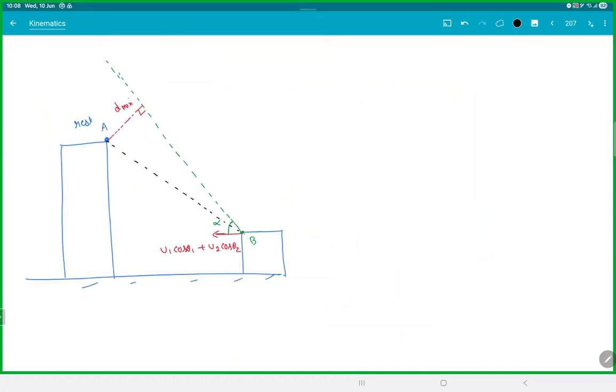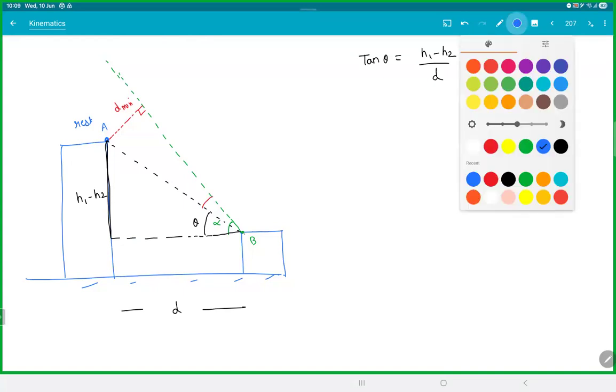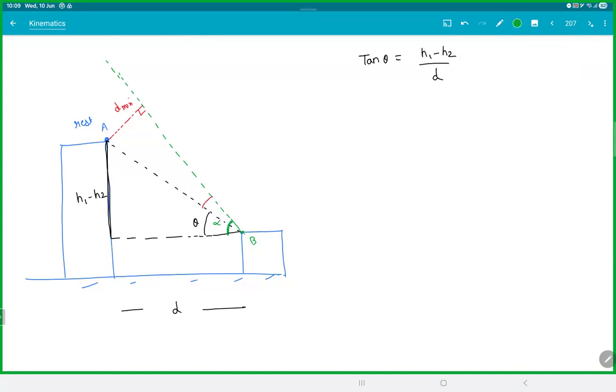So these are the angles. That angle is alpha. And what is this angle? Let this angle be theta. Look at this angle here. This height will be, for this triangle, h1 minus h2, and this distance is d. So we get tan theta is equal to h1 minus h2 by d. That means this angle in the middle is given by alpha minus theta, because this full angle was alpha.